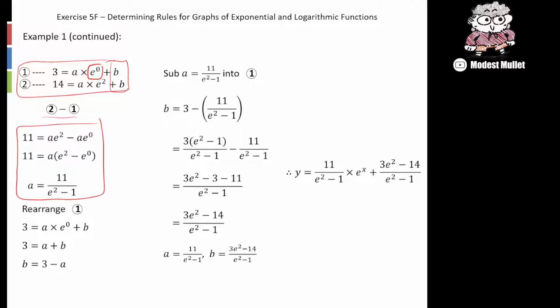So we can do that subtraction, cancel the b's, so we're left with, we're doing 2 take away 1, so we're left with 11 is equal to a e to the 2, take away a e to the 0. We can take a out as a common factor here on this line, and then divide that side by e to the 2 minus e to the 0 in brackets, and divide that side over there, and that's how we get our final answer for a, which is right here. Okay, and this is what I was saying before. It still has an e in it.